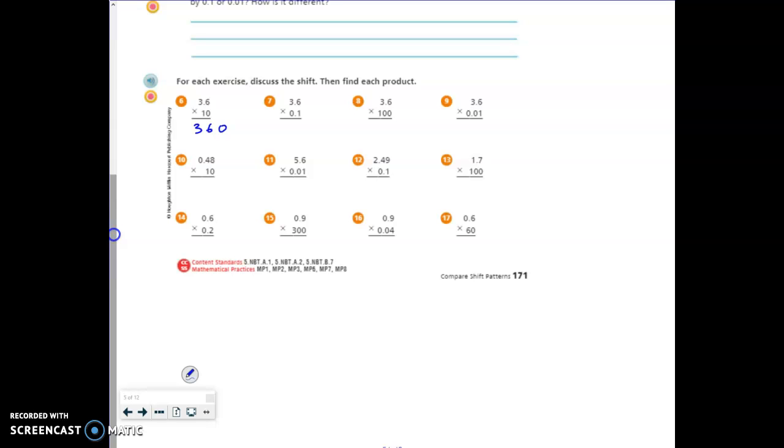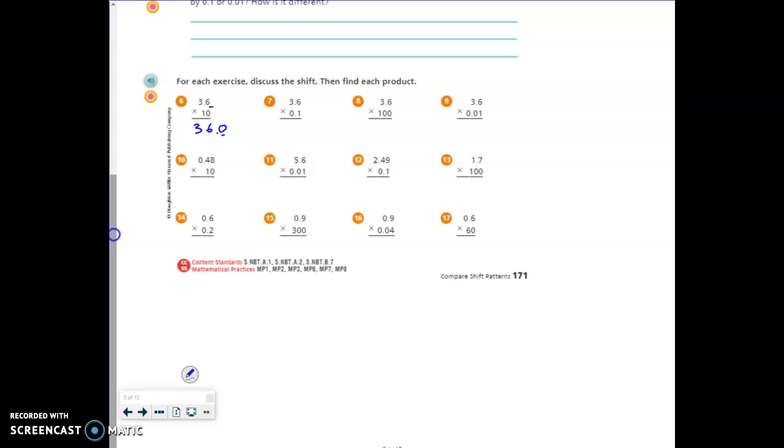Hopefully everybody can agree with where that's coming from. Now I look back into the problem and I identify that there is one number, the 6, behind a decimal point in that problem, which means I need one number behind the decimal point in my answer, which in this case is the 0. So my answer becomes 36 or 36.0. You don't need the 0 behind it, it doesn't change the number. Hopefully that makes sense to you.